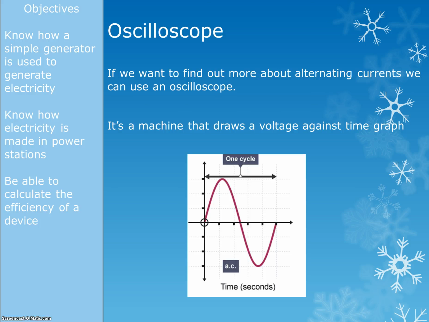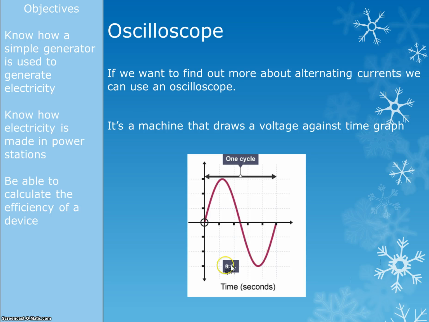And if we want to know more about the alternating currents, we use a fancy looking device with loads of buttons on the front called an oscilloscope. Now, it's a really crazy looking machine, but all it does is it draws a graph of voltage against time. Or I can choose to make it draw a graph of current against time, it doesn't matter. Whichever I did, they would look very similar to the one I've drawn down here.